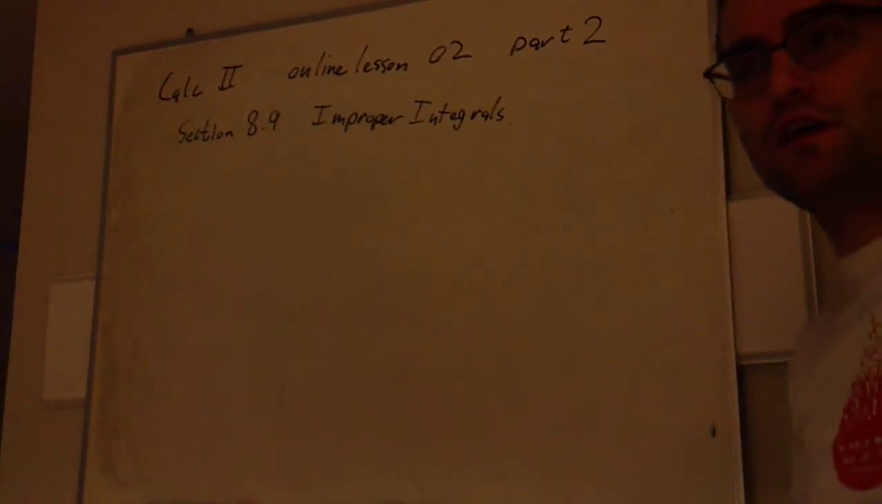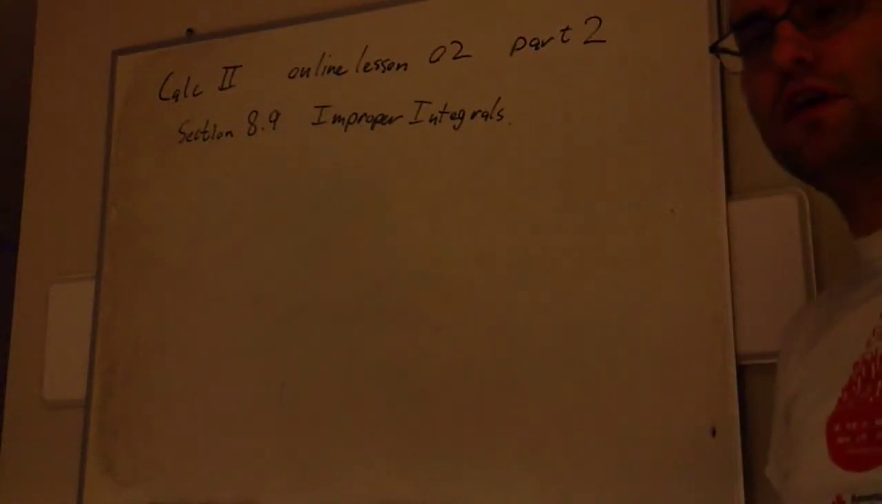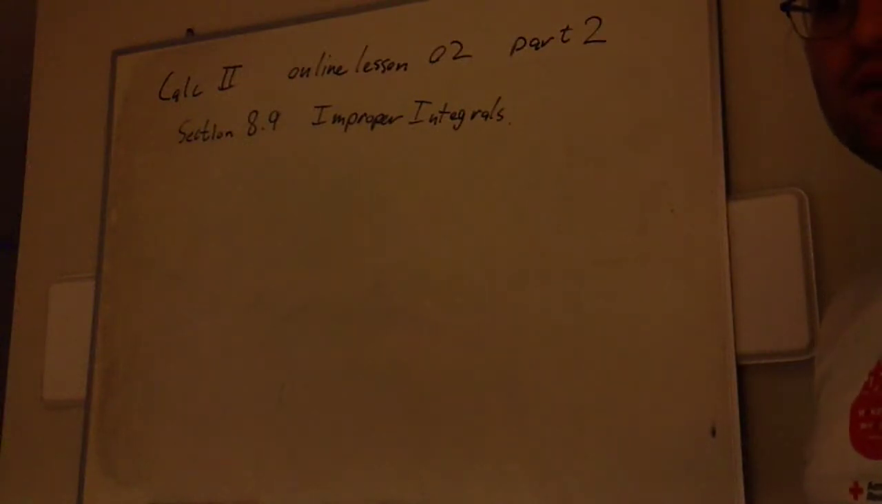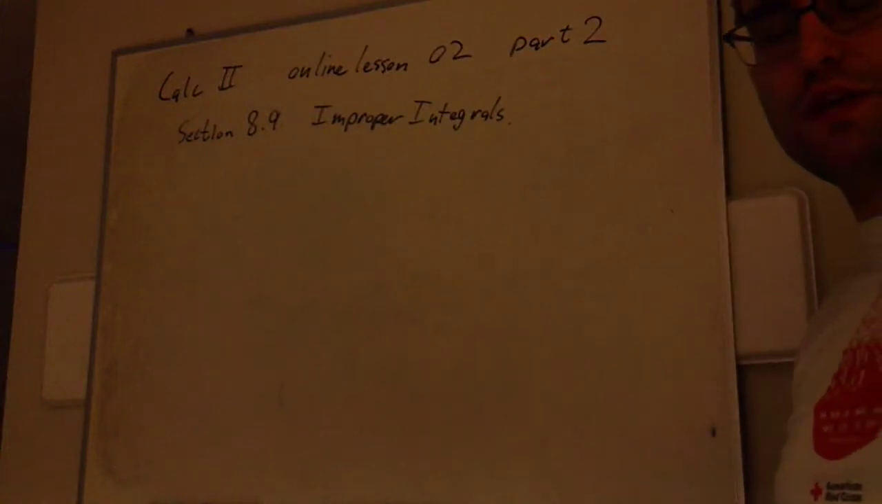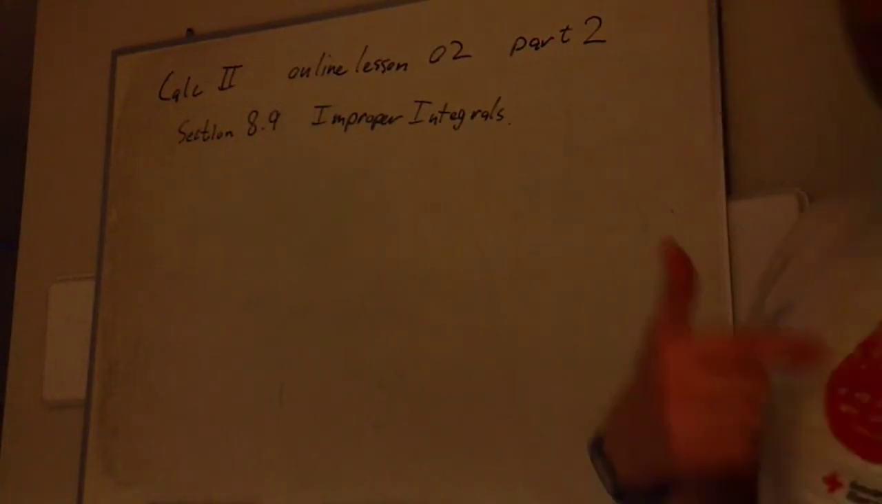Alright, welcome back to part 2 of our online calculus lesson. This is the second lesson, covering section 8.9, improper integrals. The first video covered the procedure for doing integrals when one of your bounds was not a part of your domain. And now we're going to push that idea just a little bit further in this video.